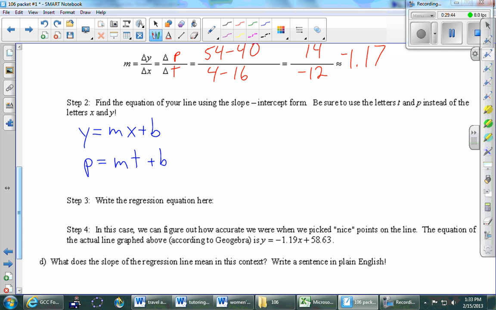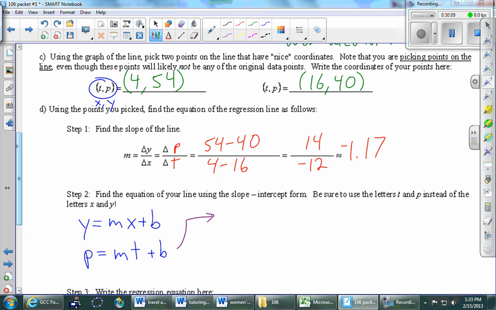I'm guessing that for most people, the first equation is a lot more comfortable than the second equation. Of course, it's more familiar. But if you understand the process well enough, you should be able to do it with any letters. So let's see if we can push ourselves and do it with the letters in this problem. So what we're going to do is replace everything in this equation with some numbers except for the b, the y-intercept.